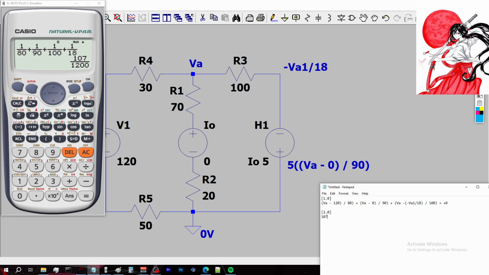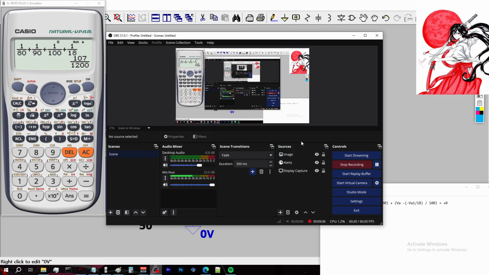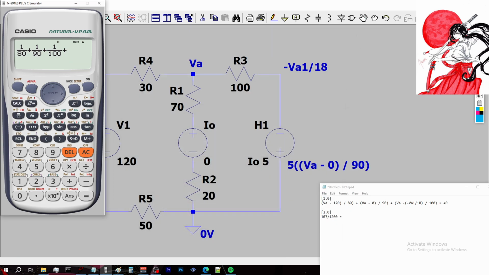So let's see what we can do with that information. We're going to have 1 over 7 divided by 1200. Hold on, I want to make sure that answer is correct. I see what I did wrong: I forgot to multiply the 18 and the 100. So let's do that: 1 over 18 times 100 is going to be 1800. This should give us the right answer. So we're going to have 21 over.